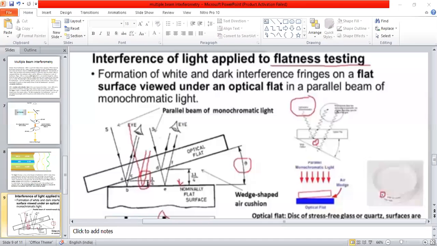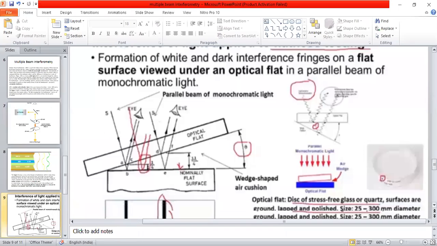Interference is used to check the surface topography, and it is applied to flatness testing. This is the formation of white and dark interference fringes. Here we will use monochromatic light. Can you see this optical surface here, on the right side? We use monochromatic light and an optical surface.